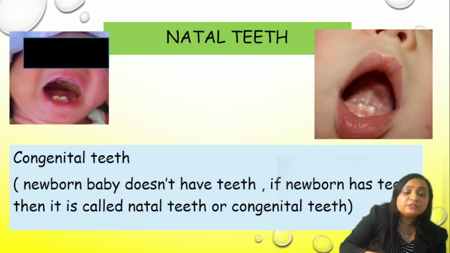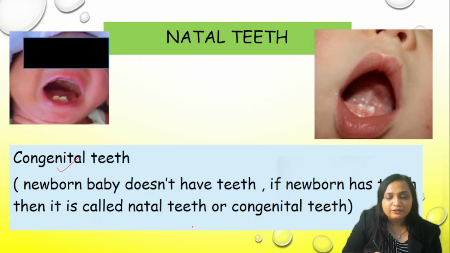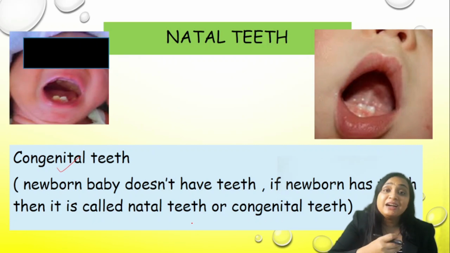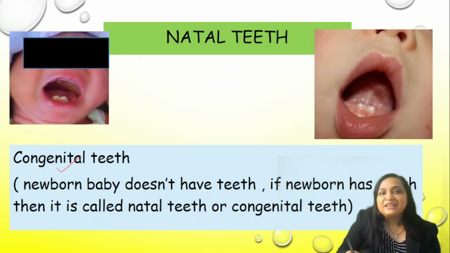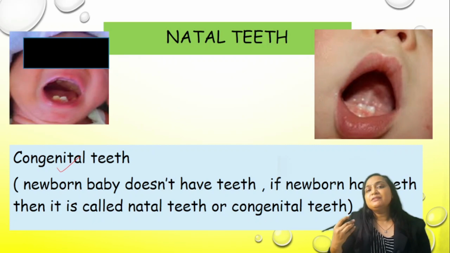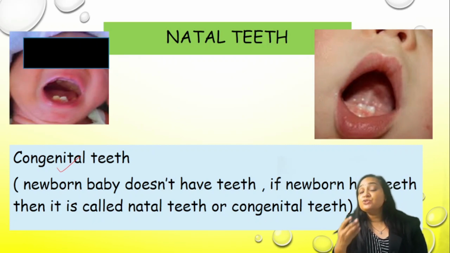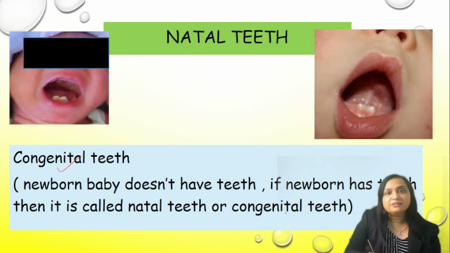What are natal teeth? They are also known as congenital teeth. Usually a newborn baby doesn't have teeth. Whatever we have discussed, that dentition starts forming in utero, will not be erupted. It will all be inside the jaw. A newborn baby doesn't have teeth, as we all know, because they don't need to chew. The chewing will start after 6 months. You can remember that babies start eating complementary food after 6 months of age. So teeth eruption starts at the age of 6 months. If the newborn has teeth, then it is called natal teeth or congenital teeth.